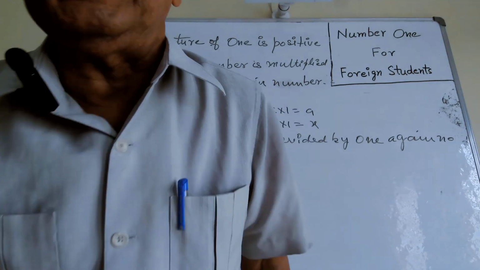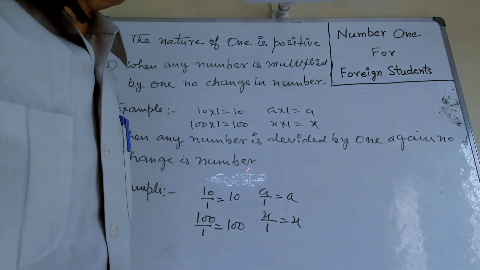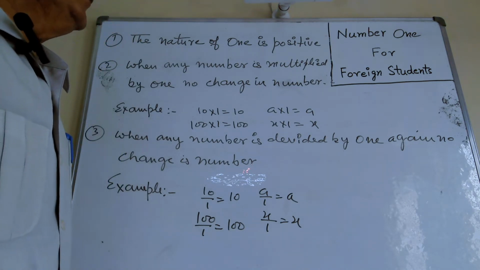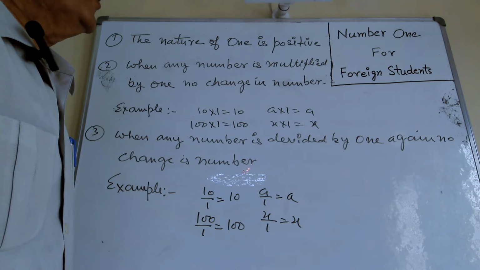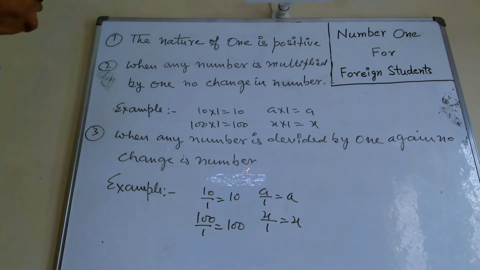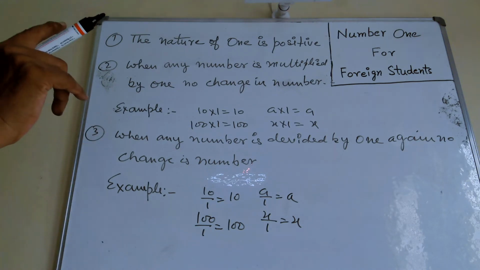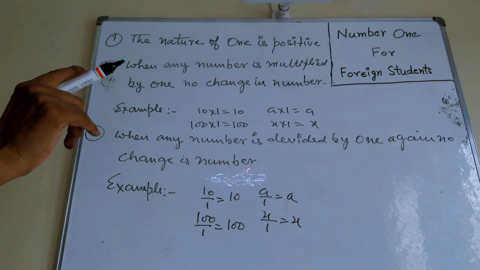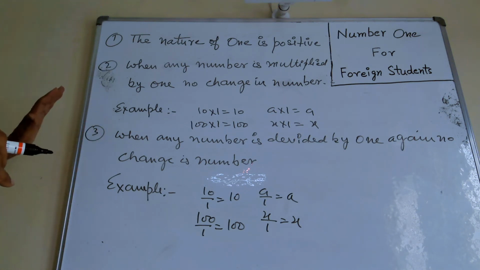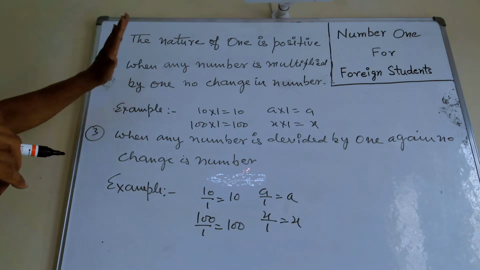My dear students, I am going to teach you the number 1. 1 is also a very important number in mathematics. The nature of 1 is positive. How is it positive? I am going to explain with the help of examples.